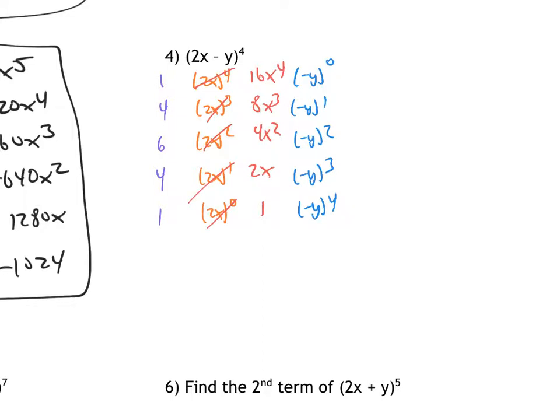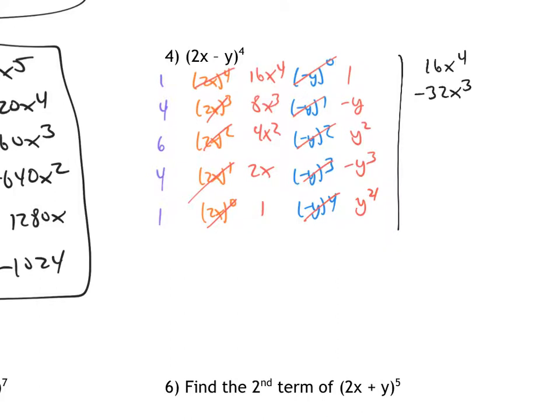If you want to just do them all, do them all. 1, negative y, positive y squared. Here your odds are going to be negative and your evens are going to be positive. Let's multiply everything across. So 16x to the fourth, and negative 32x to the third y, I forgot about that y. X squared, y squared. 4 times 2 is 8, make that a negative 8. I got an x, I got a y cubed, and then I got a y to the fourth.